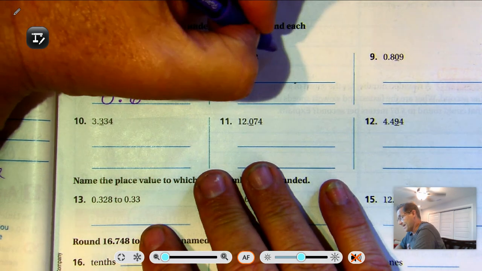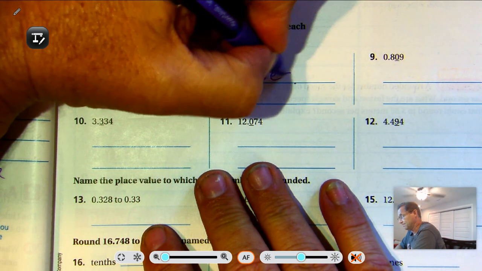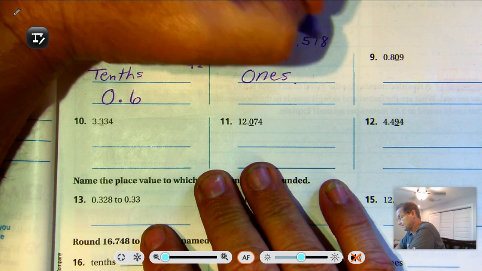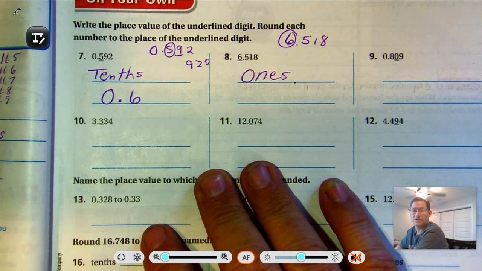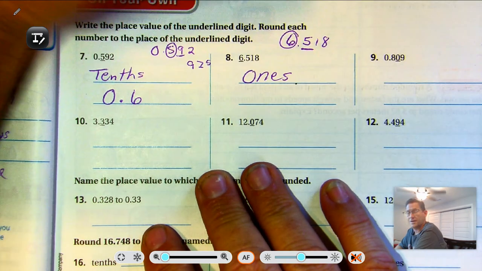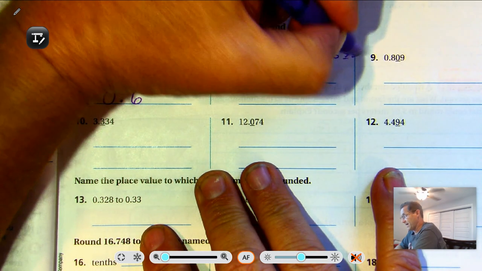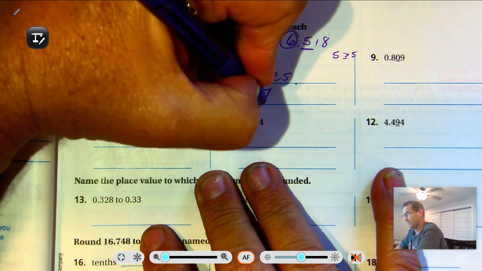6 and 518. 6 is in the ones place. Round to the ones. Underline the digit to the right. 5 is greater than or equal to 5, so round up. 7.